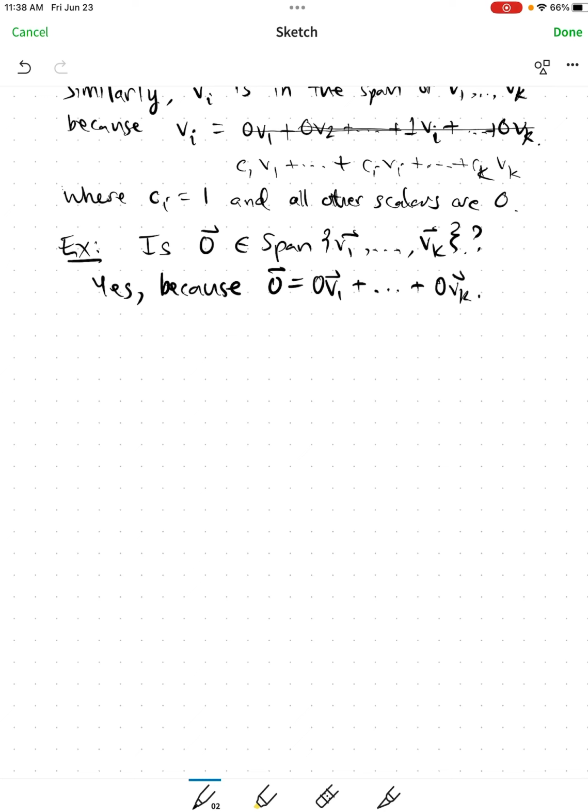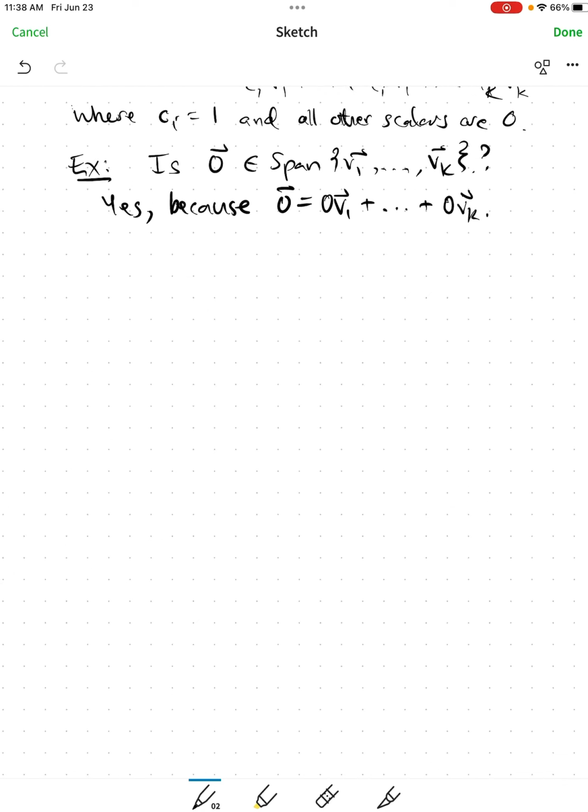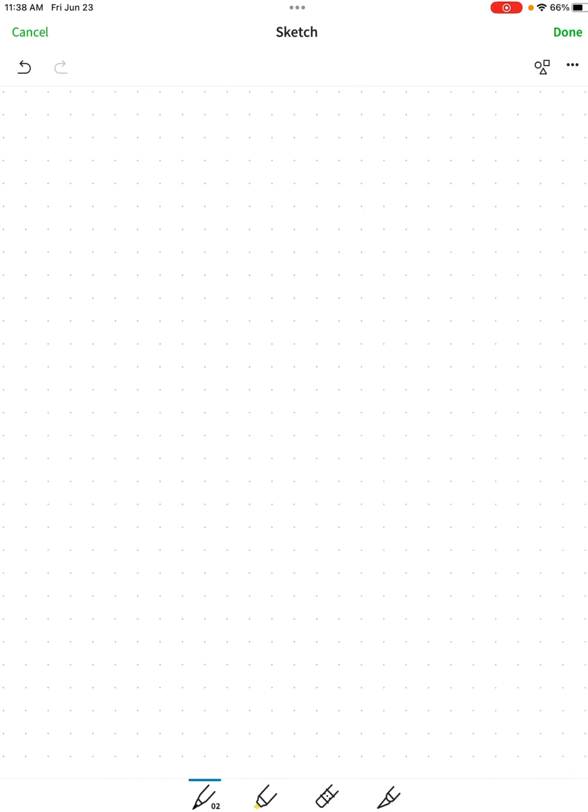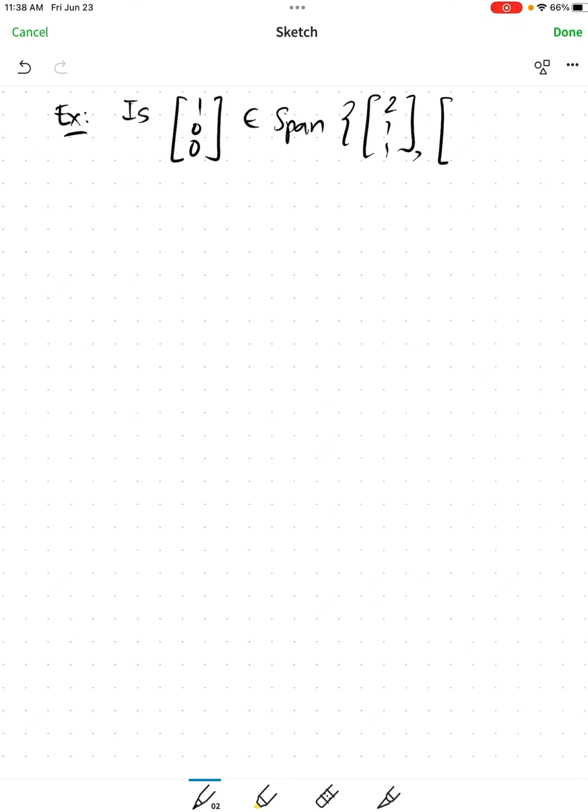Let's do a couple more examples with actual, specific vectors, and then we'll look at some pictures maybe. We're just practicing using our vocabulary. Is the vector 1, 0, 0 an element of the span of 2, 1, 1 and 1, 2, 3?